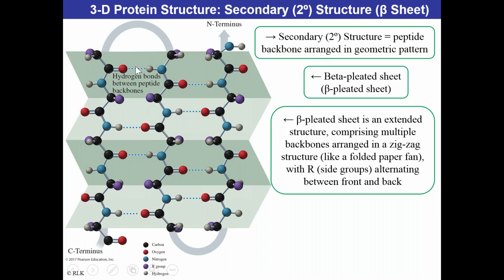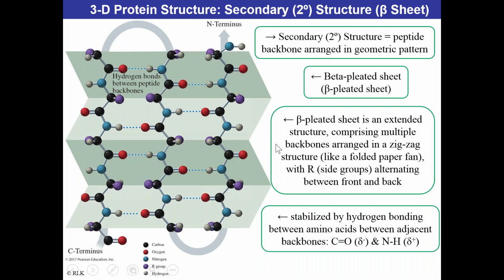So here, this is the way that this beta sheet is set up, okay? And you have hydrogen bonding between the amino acids, between adjacent backbones. So pretty cool nature here. So you have more than one backbone, right? And you have them all still connected by virtue of hydrogen bonds.